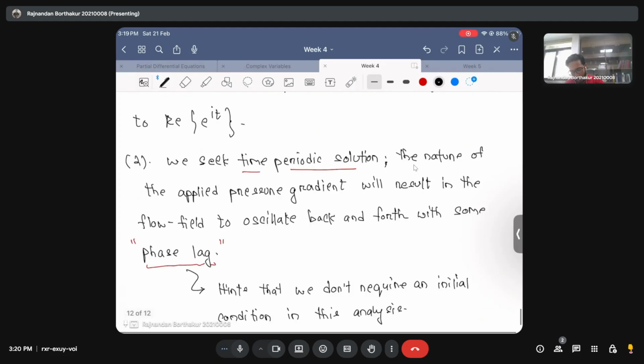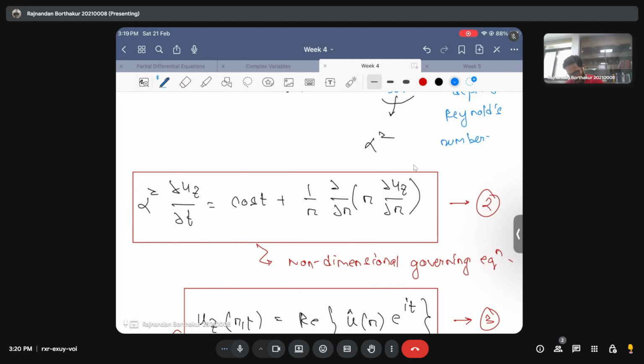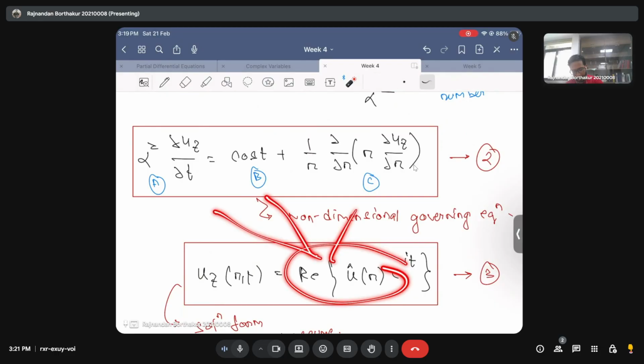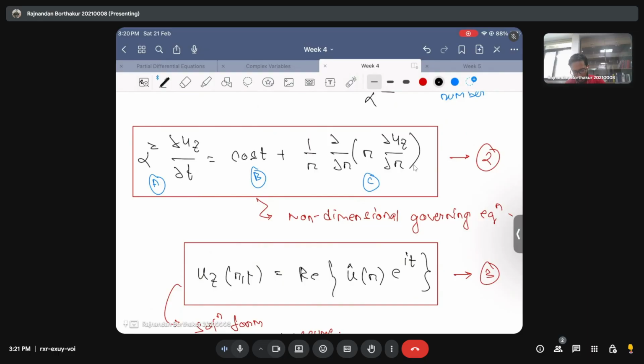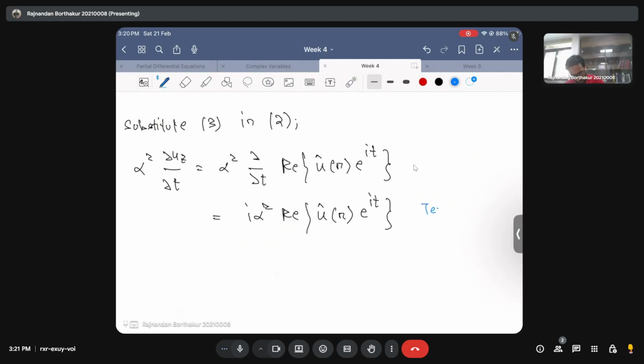So maybe what I'll do is I'll call this term A, I'll call this term B, and I'll call this term C. Okay, and I'll separately substitute the solution Uz of r comma t in this form into these terms A, B, and C. That's exactly what we are doing here. All right. So let's now look at term B. So this is term A.